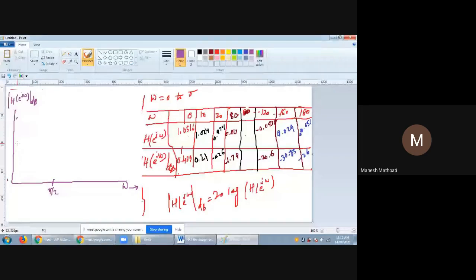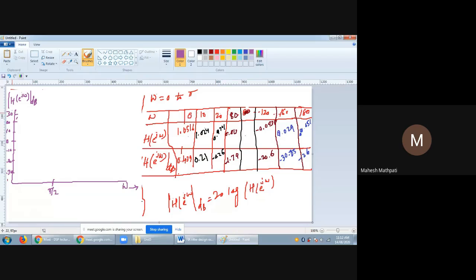Suppose if I start this with 0, let's take minus 10, and again minus 20 and minus 30. So this is up to minus 30, and above side also I will take the positive values. It is plus 10, plus 20 and plus 30. Right.